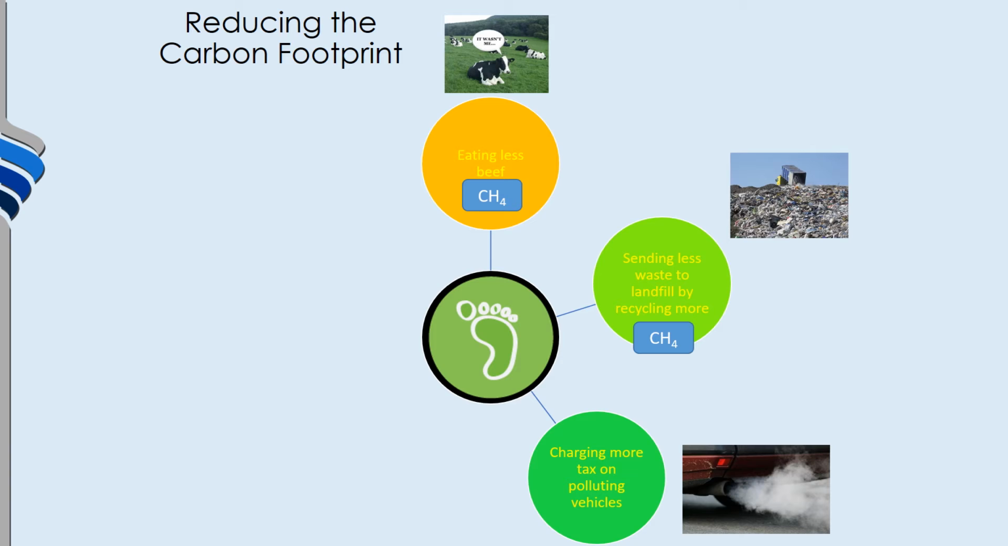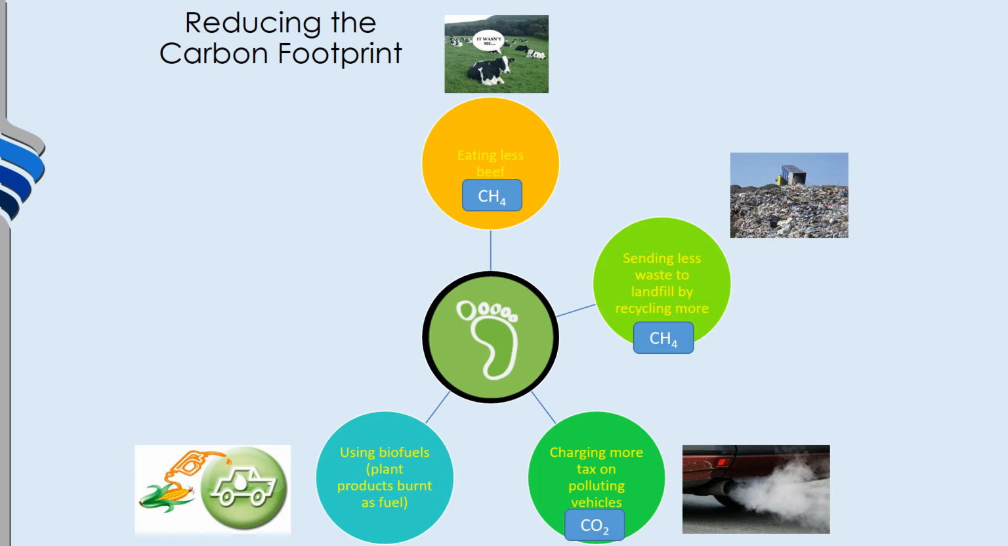Okay, next one, charging more tax on polluting vehicles. So if we were going to increase the amount of tax for cars that produce more pollution than others, what is that going to reduce, methane or carbon dioxide? Well done if you knew that it was carbon dioxide. So obviously the burning of petrol, the combustion of petrol in the engine, produces carbon dioxide. So if you put more tax on cars that produce more of it, then people are less likely to buy that type of car, and to save money we'll go for less polluting cars.